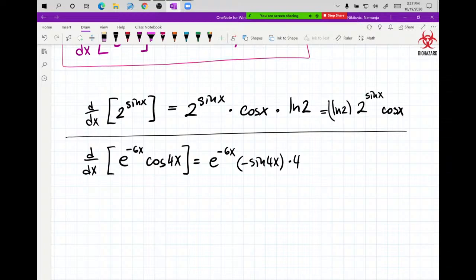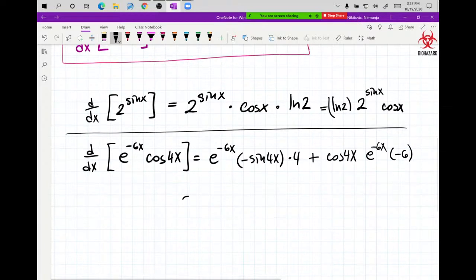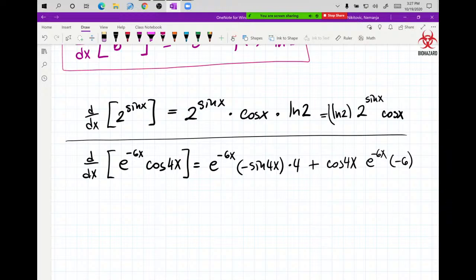So that's copy the first, derivative of the second, and now plus, copy the second. We're still in a product rule. Copy the second, and then derivative of the first is just negative 6. So, oops, we can factor out 2e to the negative 6x, and then put the rest in parentheses.